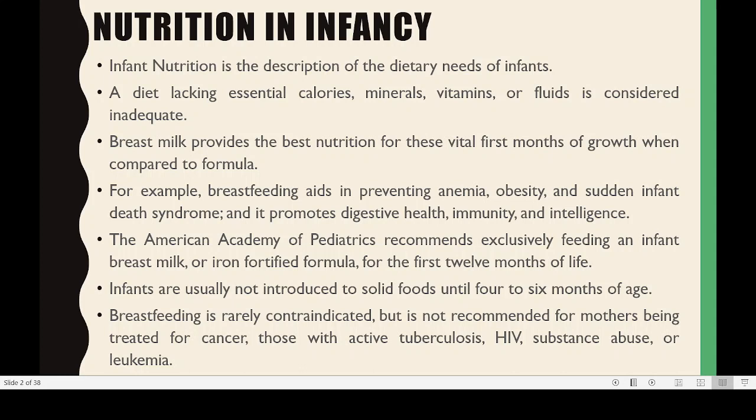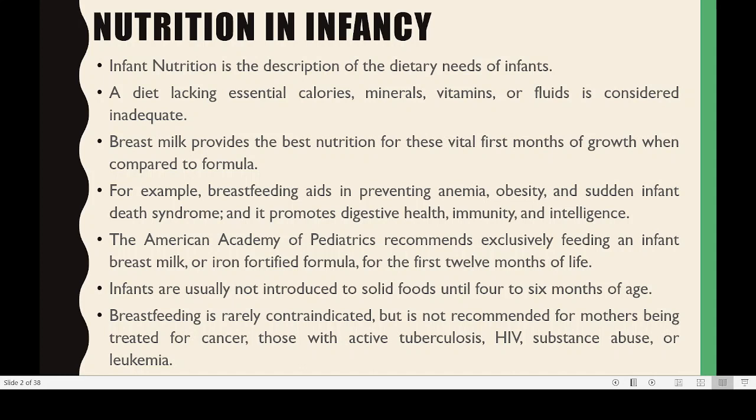That is why doctors always advise breastfeeding. Even in most hospitals, they are now baby friendly hospitals. If you go to a hospital, there may be a board saying baby friendly hospital. That means they are promoting breastfeeding. So breastfeeding is the best kind of food that an infant needs.